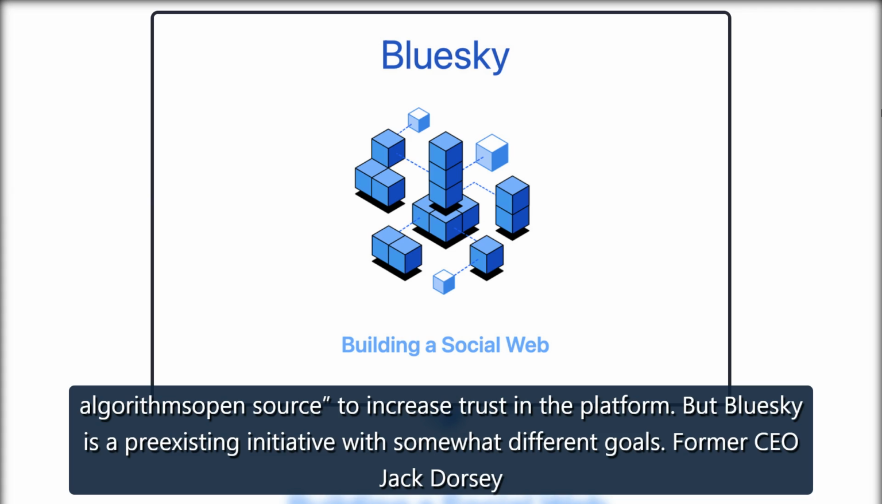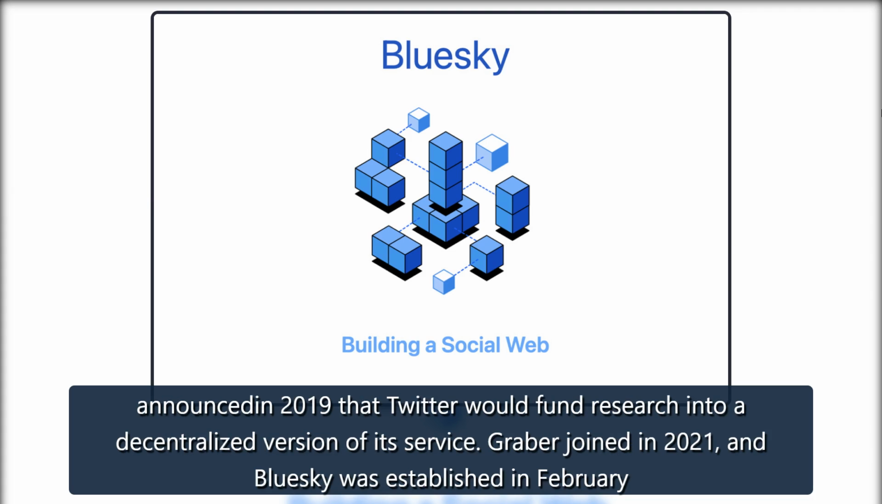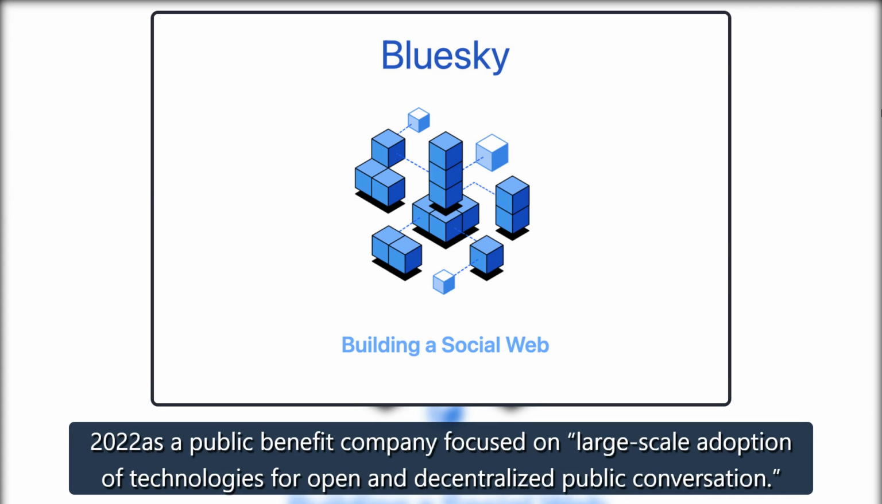Former CEO Jack Dorsey announced in 2019 that Twitter would fund research into a decentralized version of its service. Graber joined in 2021, and Bluesky was established in February 2022 as a public benefit company focused on large-scale adoption of technologies for open and decentralized public conversation.